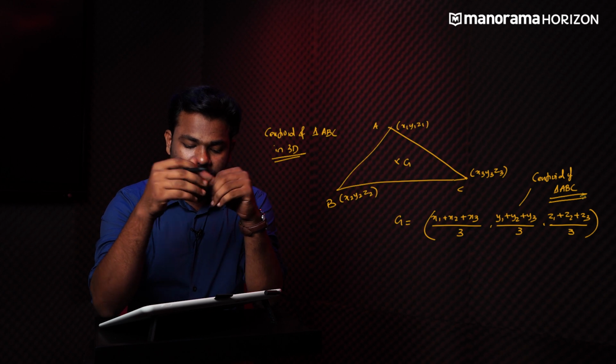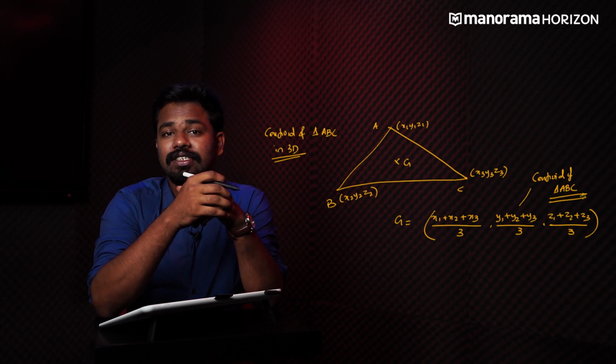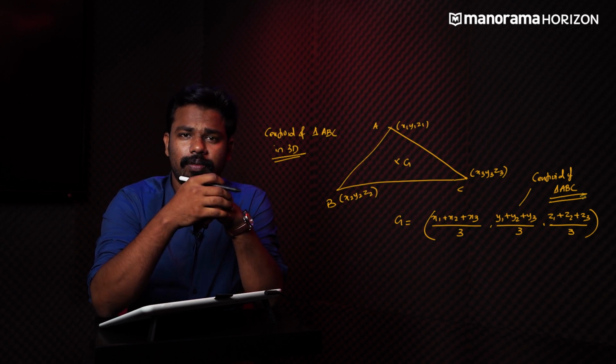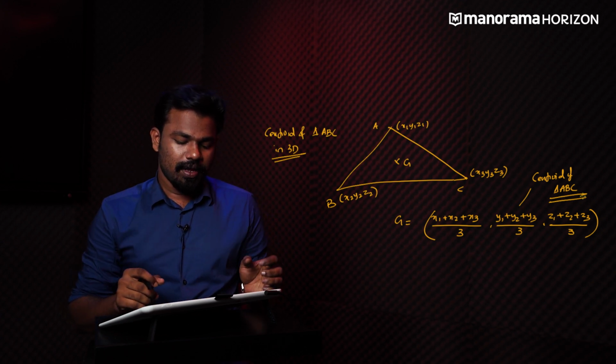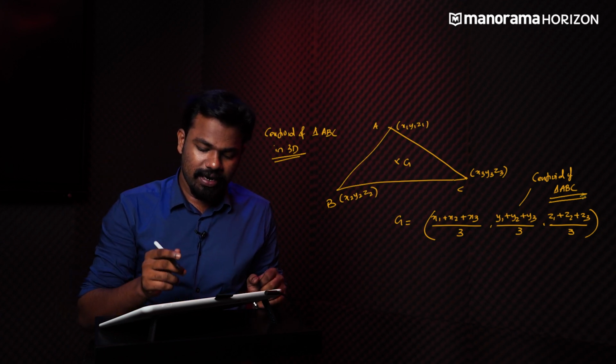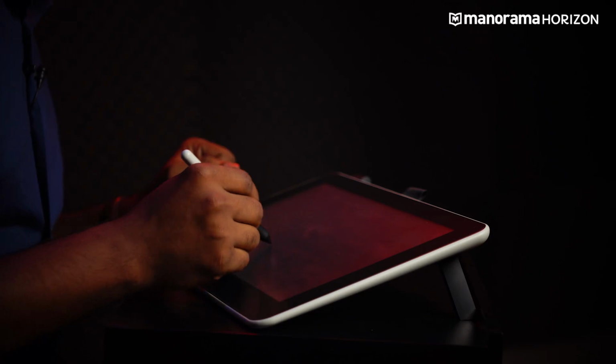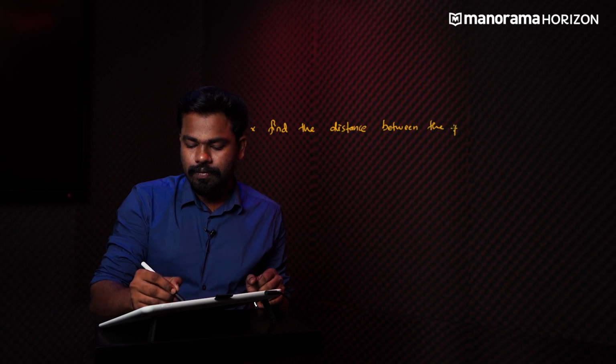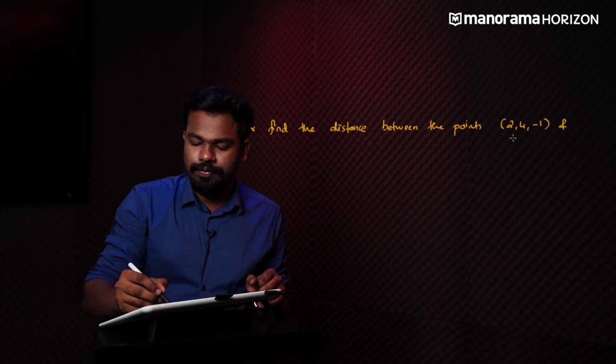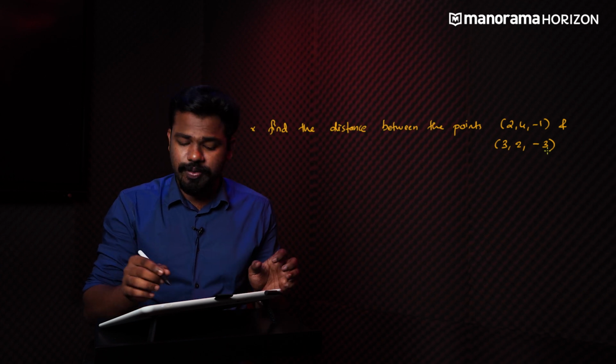So that is about the different formulas that we use. First one is the distance formula that we studied. Then we studied the section formula. And now we have studied the midpoint and the centroid of a triangle ABC in 3D geometry. Suppose you are asked a question to find the distance between the points (2, 4, -1) and (3, 2, -3). So if they're asking you to find out the distance between these 2 points.